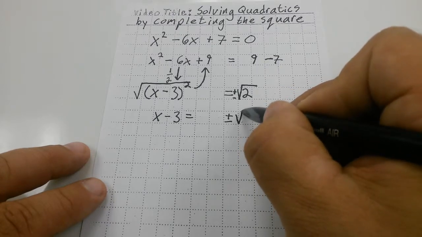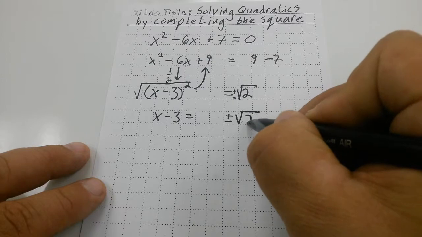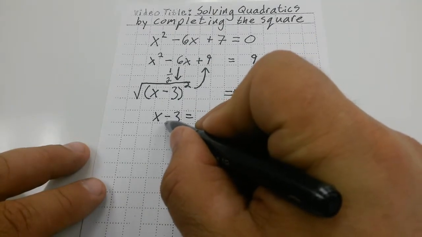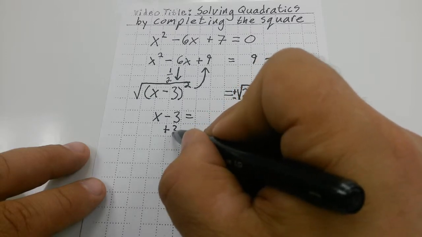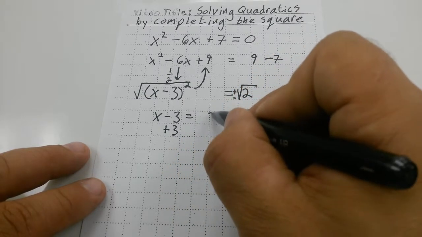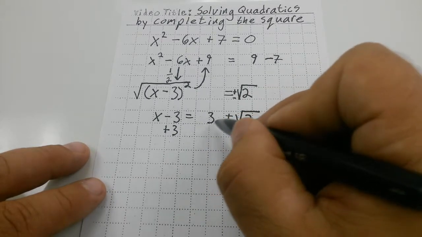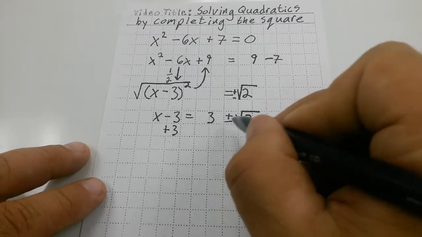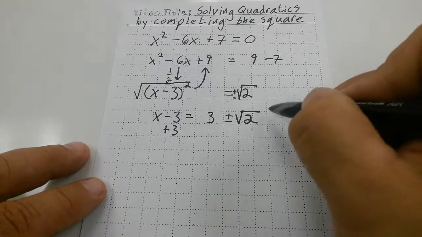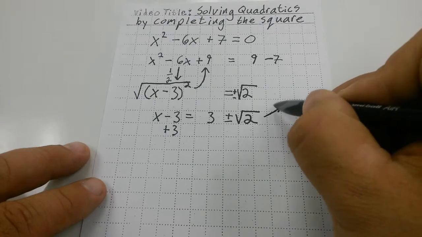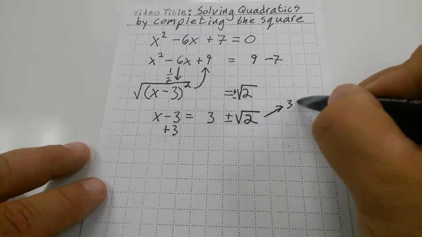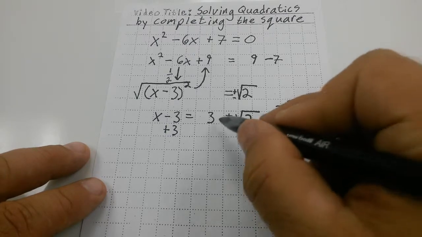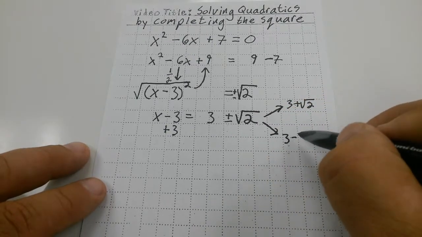And the square root of 2 can't be simplified any further, so I'm stuck with that square root of 2 there. Now, solving it for x, I have to add 3 to both sides. When I add 3 to this side, I add 3 over here. Notice I left a little space there for convenience. And there's my two answers. And most people will accept that as your final answer. But if you want to split it up, that would give me 3 plus the square root of 2, and the other answer would be 3 minus the square root of 2.